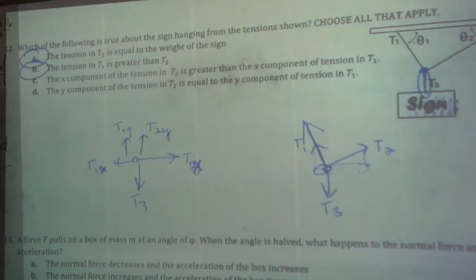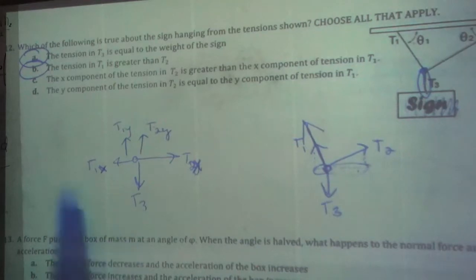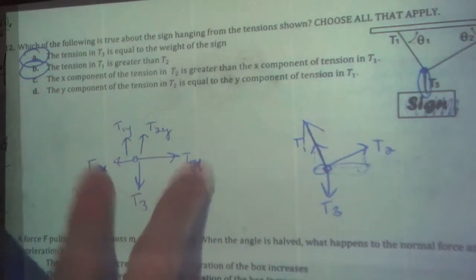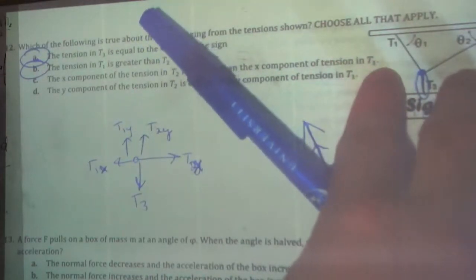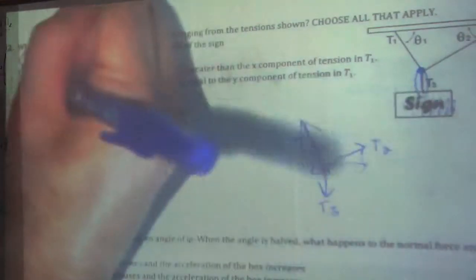C, the x component of the tension in T2 is greater than the x component of the tension in T1. No, that's not true at all. Their x components have to be balanced. They have to equal out because only those two are in the x direction, and the net force is 0. So that's not true.